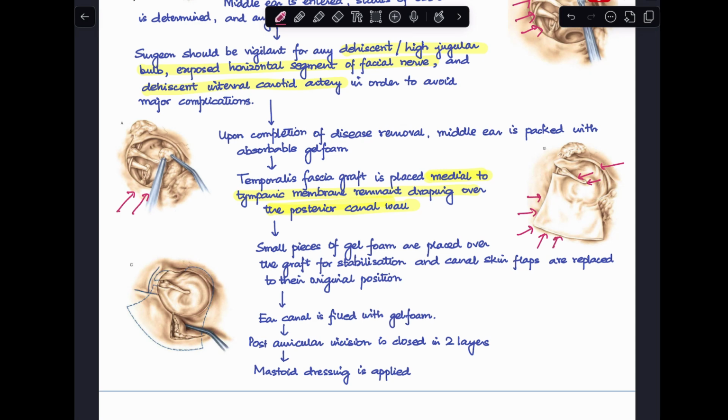And then you place small pieces of gel foam over the graft to stabilize it, and the inferior and the superior flaps of canal wall skin that you had raised earlier, you replace them back to their original position as seen in the image over here. These are all replaced back, and then you fill the ear canal with gel foam. The postauricular incision is closed in 2 layers and a mastoid dressing is applied.